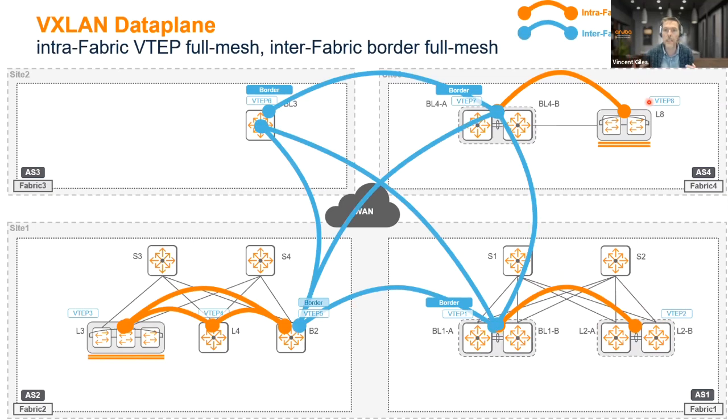Next, we have those inter-fabric VXLAN overlay tunnels that are between borders, and we want to have a full mesh of VXLAN tunnels between border VTEPs. So here, typically, you'll see a tunnel between VTEP 6 here, which is the border of Fabric 3, to the border of Fabric 1, and so on. So we have these borders that are identified here, and the full mesh for the blue tunnels.